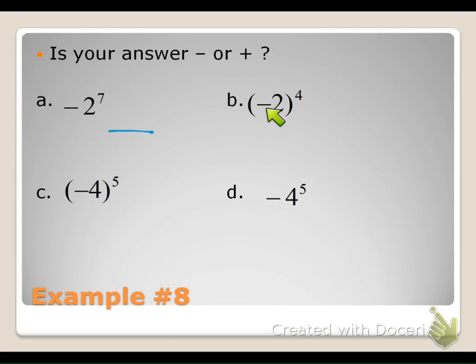Let's take a look at B. Is this negative to the 4th power? Yeah, this is -2 times -2 times -2 times -2. So what will the sign of this answer be? Positive. Wonderful. Part C, is this negative to the 5th power? It is. How many negatives will we have, though? A total of 5. Will that give us a positive answer or a negative answer? Negative. Good.